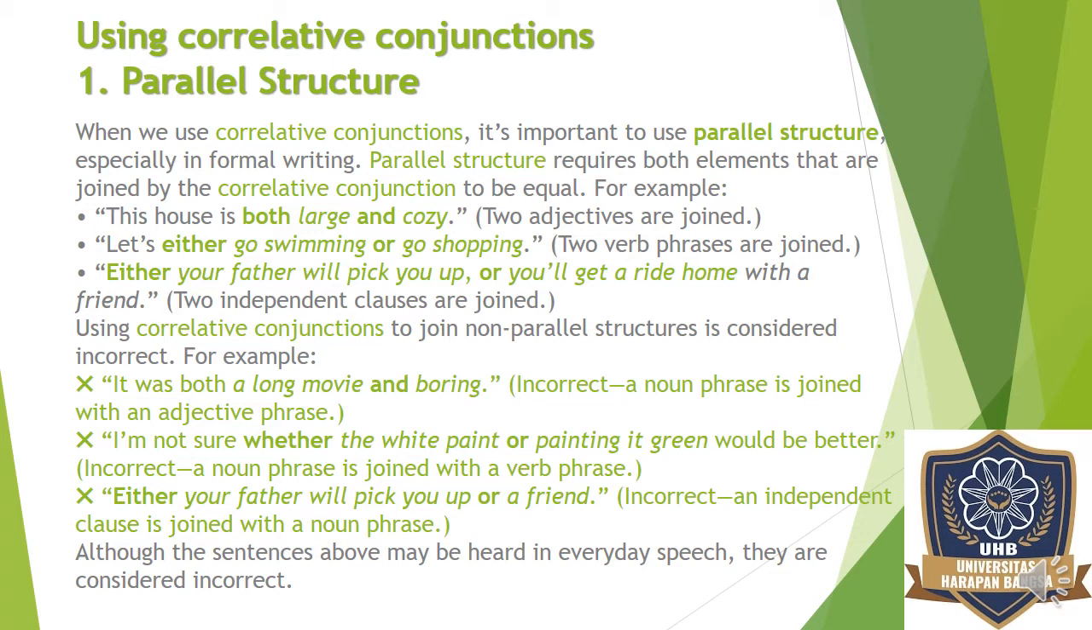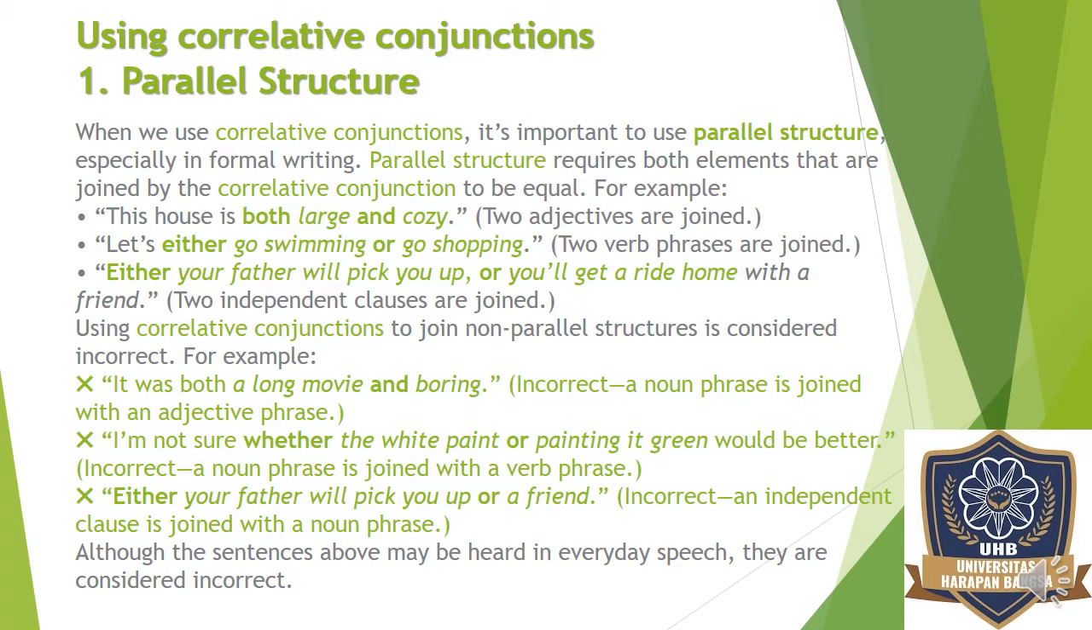So you cannot use the verb or any other kinds of words. So because large is an adjective, the word after and should be an adjective. The second example, let's either go swimming or go shopping. In this sentence, two verb phrases are joined, go swimming or go shopping. So you cannot say, let's either go swimming or shopping. No, it's not parallel. Should be either go or go.